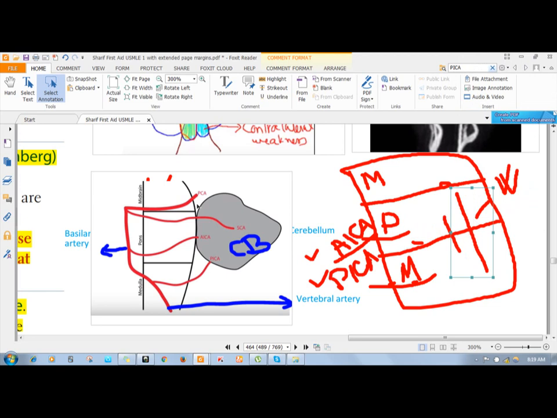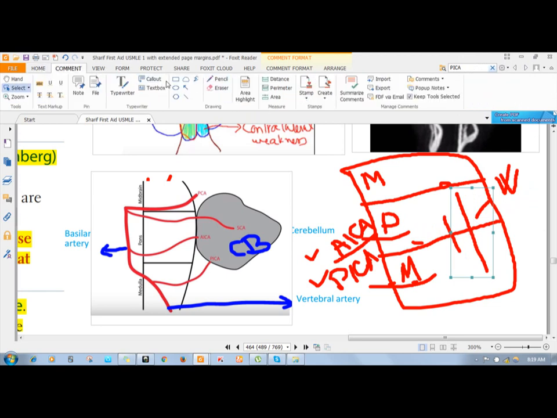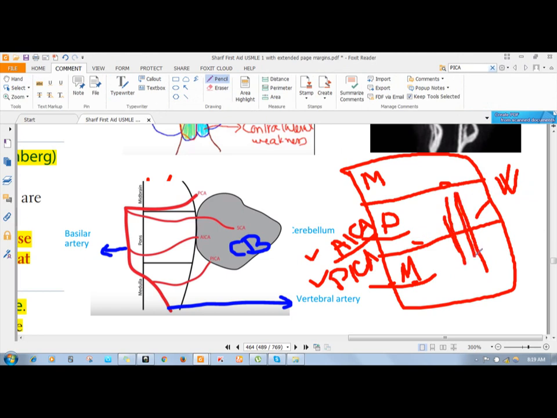Okay. So let us consider that this is a pencil. Let us consider that this is your spinothalamic tract, and this spinothalamic tract runs along the lateral part of your medulla and pons. And whenever you have damage of AICA and damage of PICA, or posterior inferior cerebellar artery, you are going to have damage of the lateral spinothalamic tract.